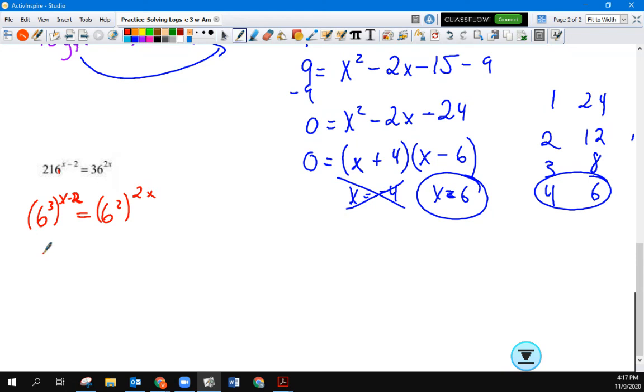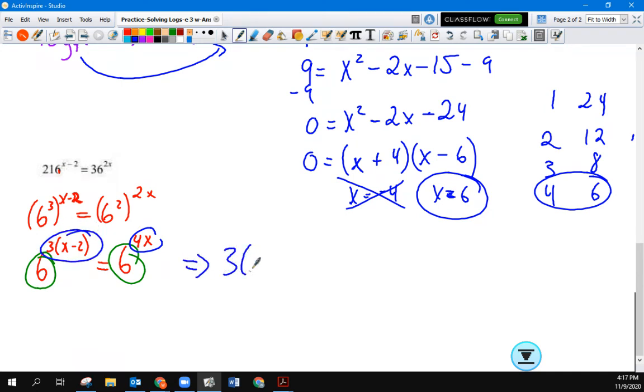And then again, this means this is 6 to the 3, and this is x minus 2 equals 6 to the 4x, because 2 times 2x. Since again, we're using this one-to-one property that these two are the same, that means that these two have to be the same. So that's how I'm going to find my solutions. I'm going to write 3 times x minus 2 equals 4x. And again, back to algebra 1.